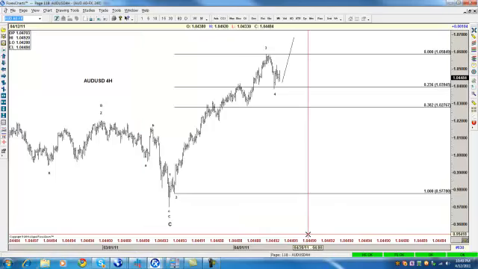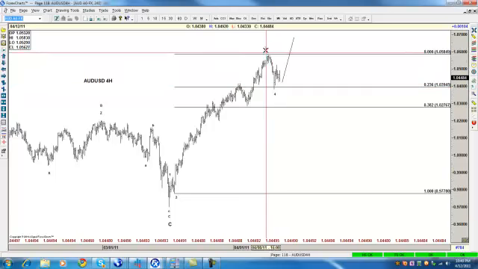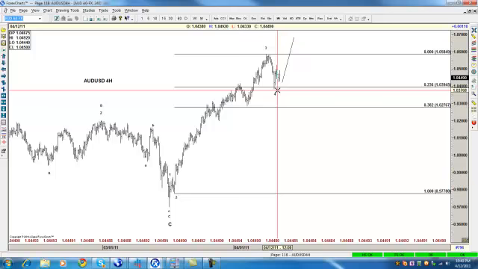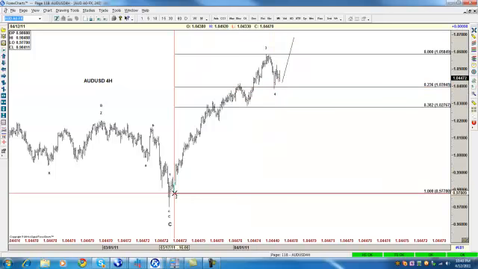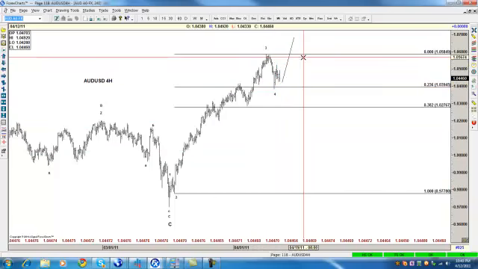This is the Aussie against the dollar. I still believe that we got more to the outside. This move right here is corrective. This is not an impulse. This is corrective. It's testing the 23.6% of the proposal wave 2, and then I see 5 waves here. So this can become a flat.